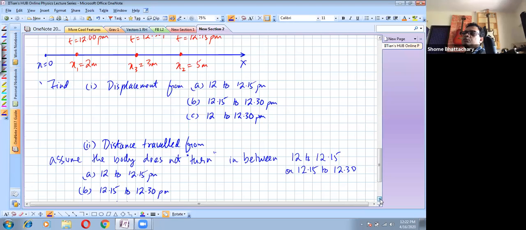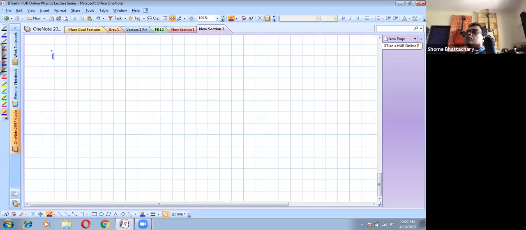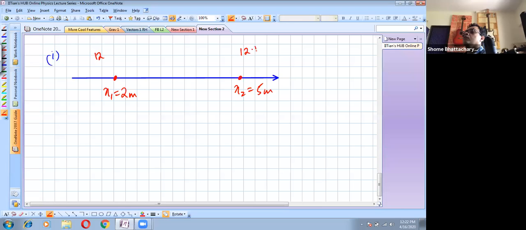Okay, so I'm guessing most of you got the idea for the first part at least. What is happening in the first part is, when I'm talking about the displacement happening from 12 to 12:15 p.m., the particle is simply going from this point here, which was x1 equal to 2 meters, to this point over here, which was x2 equal to 5 meters. For this particular interval of time, my displacement will be denoted by that particular arrow. It's not only having a direction, but it's also having a magnitude. So the displacement from 12 to 12:15 will just become the final position minus the initial position.